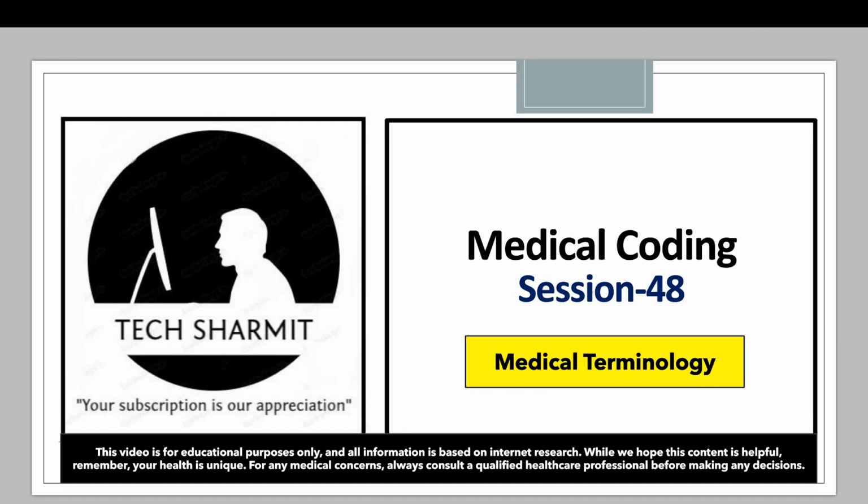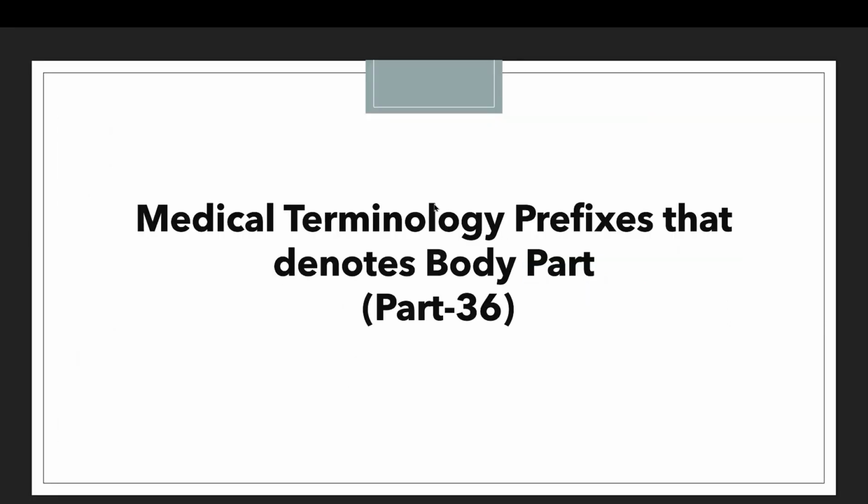In this session, we will discuss a few more medical terminology prefixes that denote information about the body. If you remember, in our previous session we also discussed various prefixes that denote body parts, right? So this session is a continuation of the same.